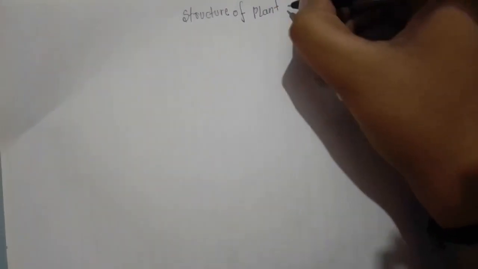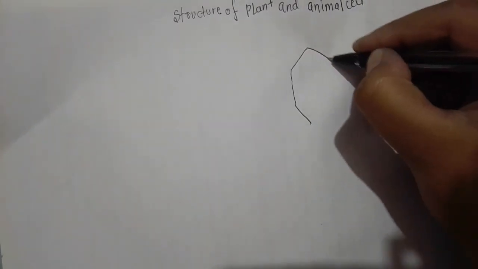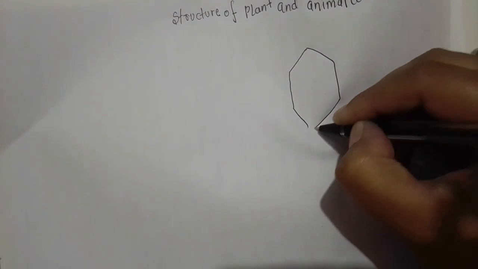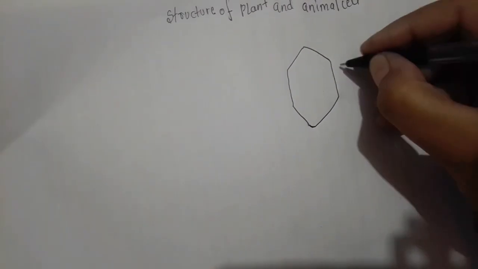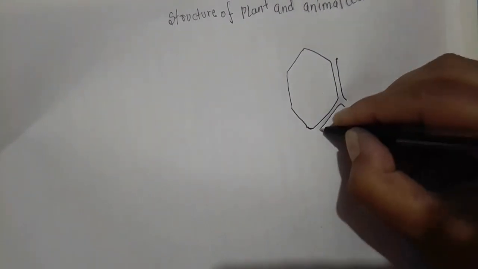plant and animal cell. So first I'm just drawing here the plant cell. If you are going to draw the plant cell, take care about the structure first, because that structure is hexagonal. With that, a few lines you have to draw extra as a cell wall.